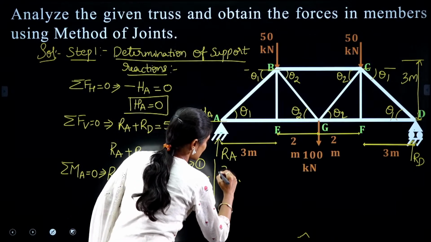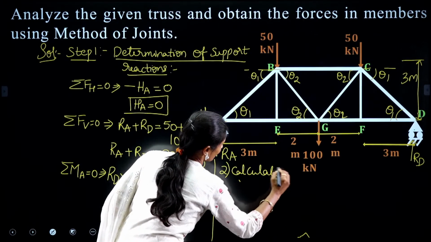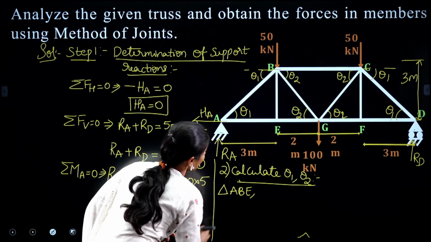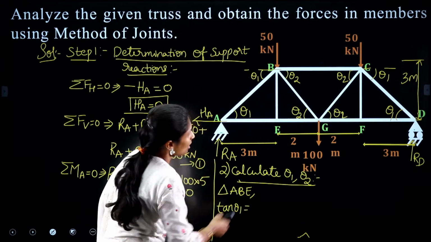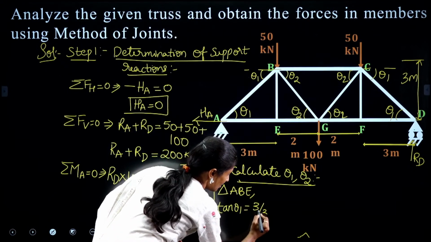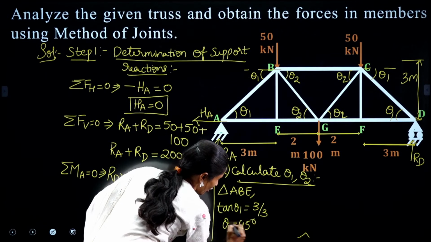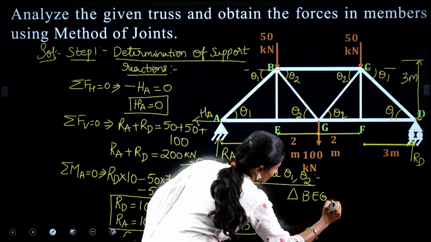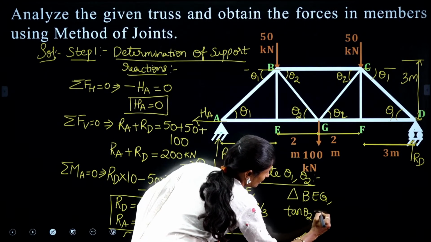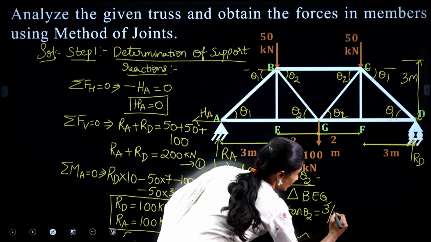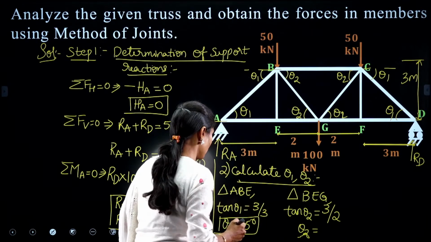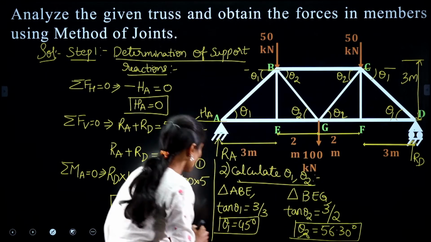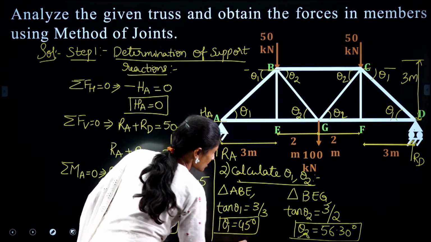So how to calculate this? Second step is to calculate theta 1 comma theta 2. From triangle ABE, we can write tan theta 1 equals, the vertical distance is 3 and the horizontal distance is 3. So theta 1 equals, directly we can write 45 degrees. Then from triangle BEG, we can write tan theta 2 equals vertical distance 3 by horizontal distance 2. So theta 2 will be equal to 56.30 degrees. These are the two inclinations available.